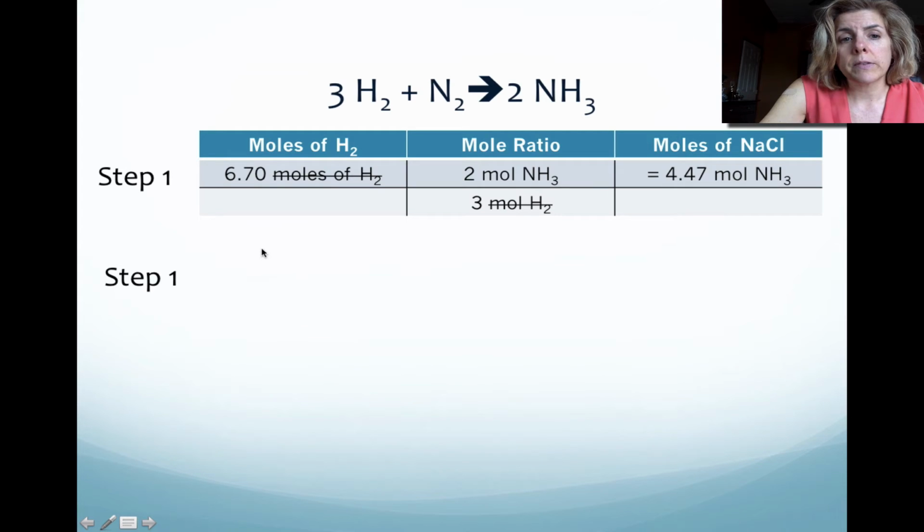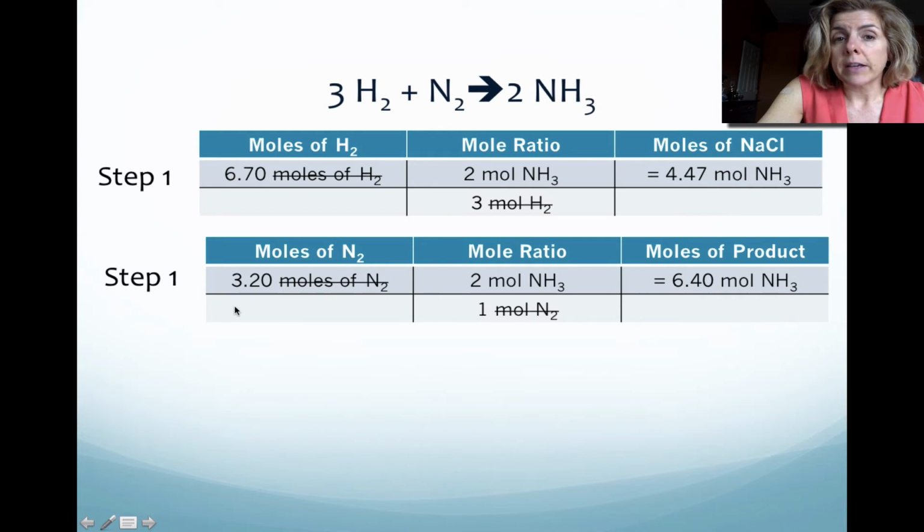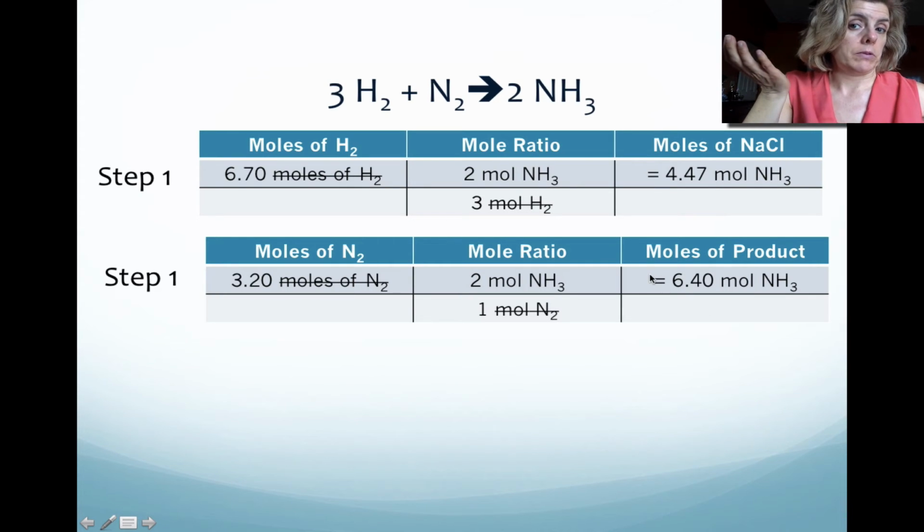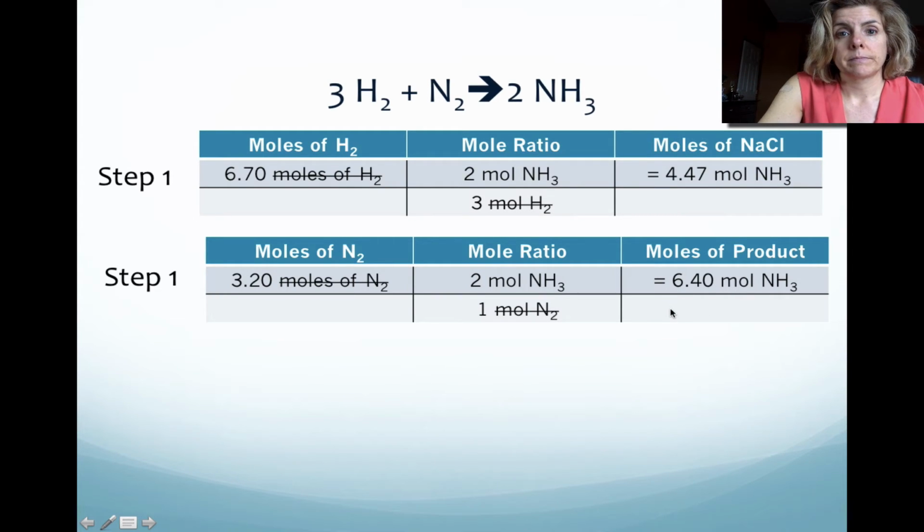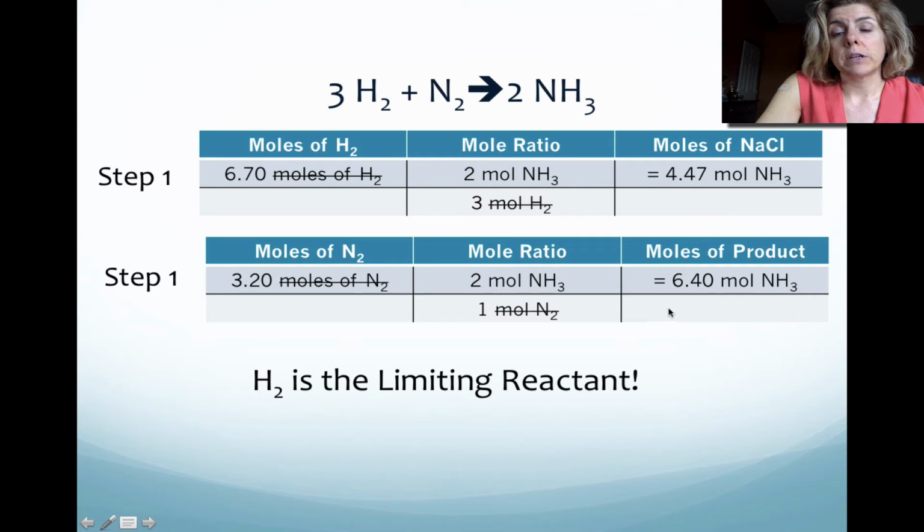Okay, so in this first step here, we took the 6.7 moles and we multiplied it by the mole ratio. And notice we get 4.47 moles of ammonia. Here we take the second reactant and we use the mole ratio. Notice it's a different mole ratio, and as a result we get 6.40 moles of product. So which one is the limiting reactant? It has to be hydrogen, because hydrogen produces the least amount of product, and that's how we know what the limiting reactant is.